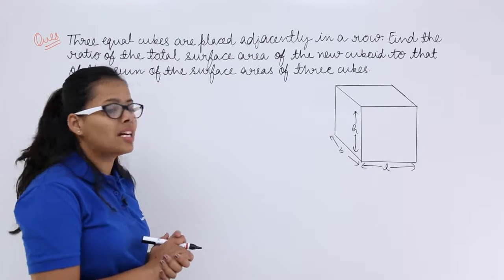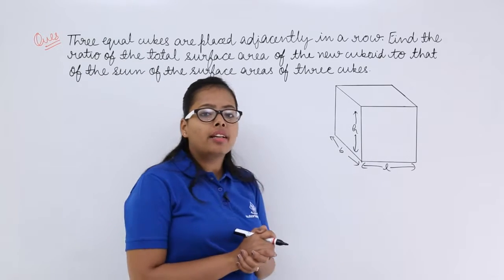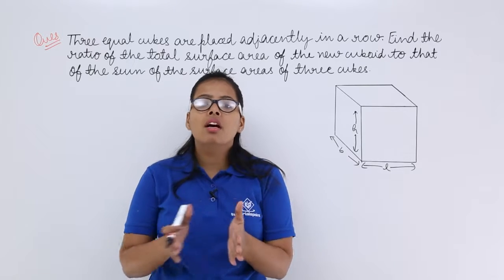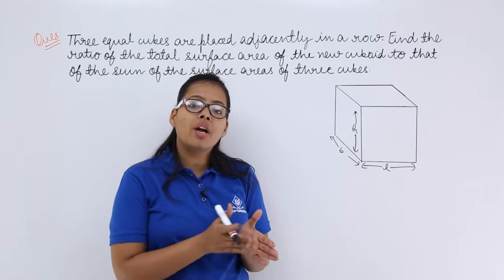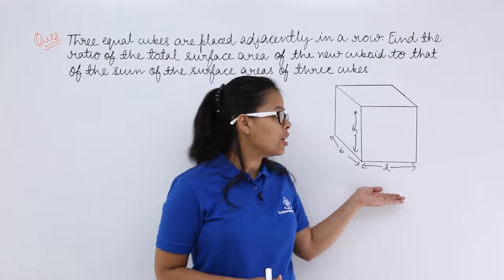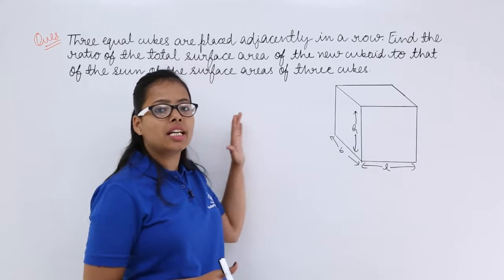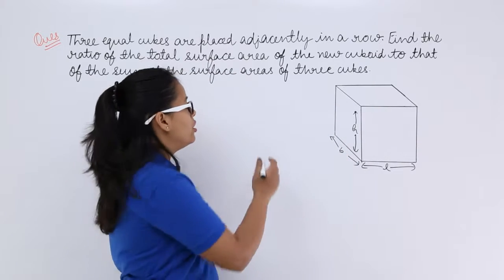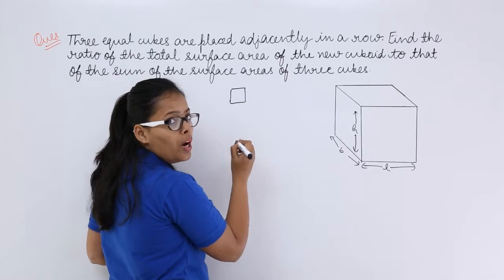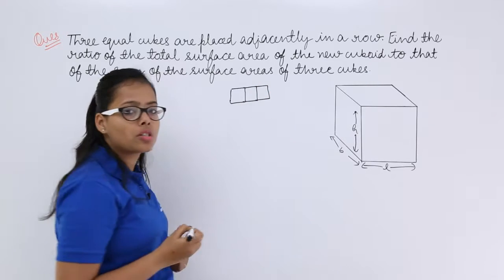First of all, let's understand what this statement is trying to say. It's saying that we have placed three cubes with the same area in a row, and that too adjacently. You know a box looks like this. So three boxes with the same area are placed adjacently in a row. Let's draw this roughly. There is this one box, then another box, then another box.